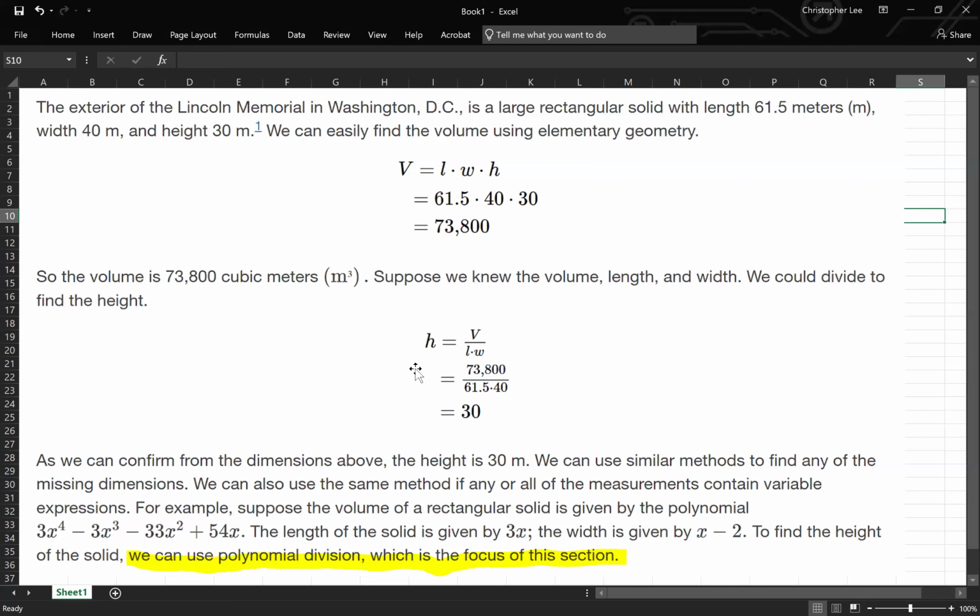We can also use the same method if any or all of the measurements contain variable expressions. For example, suppose the volume of the rectangular solid is given by the polynomial 3x^4 - 3x^3 - 33x^2 + 54x. The length of the solid is given by 3x. The width is given by x - 2. To find the height of the solid, we can use polynomial division, which is our focus for this section. So we're going to be dividing polynomials.